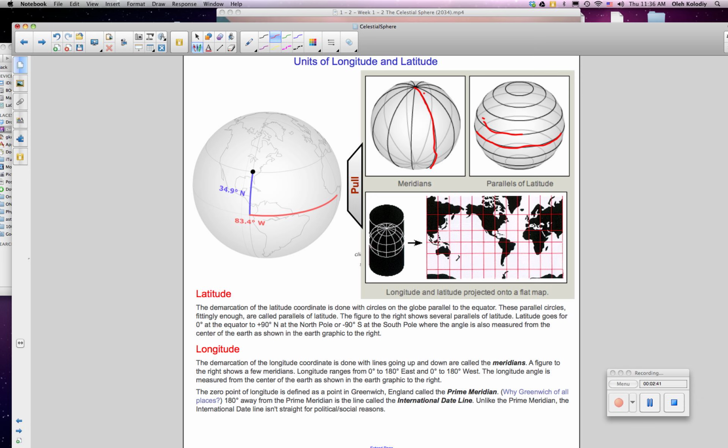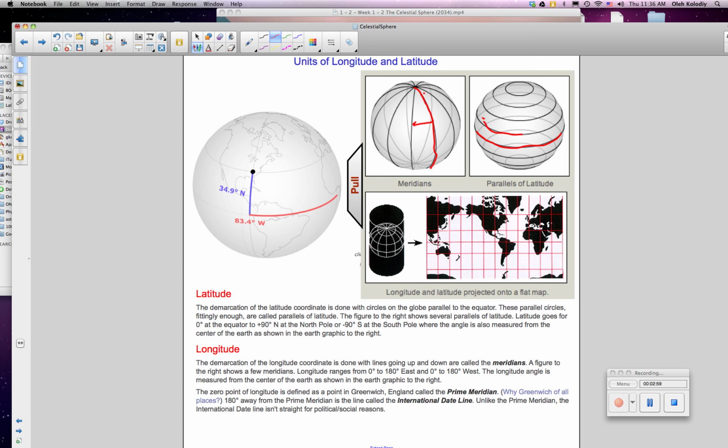The longitude angle is measured from the center of the Earth as shown on the graphic on the right. The 0 point is defined as a point in Greenwich, England, called the prime meridian. And then everything is measured relative to the prime meridian. And this is the 0 point.